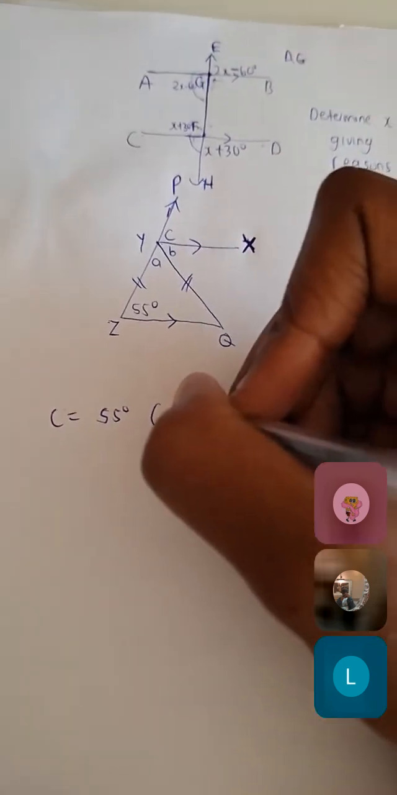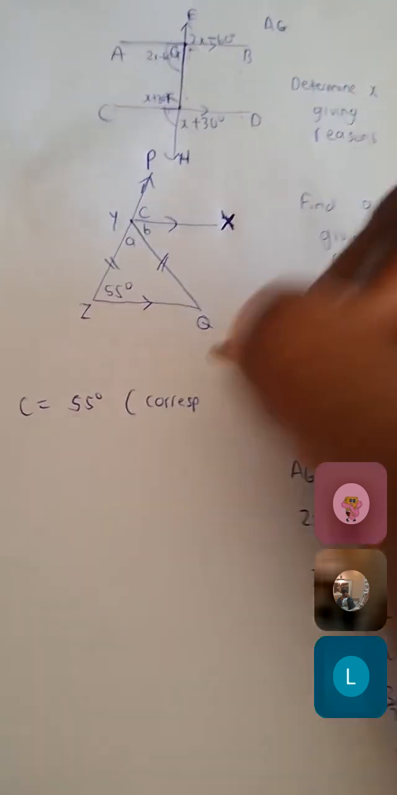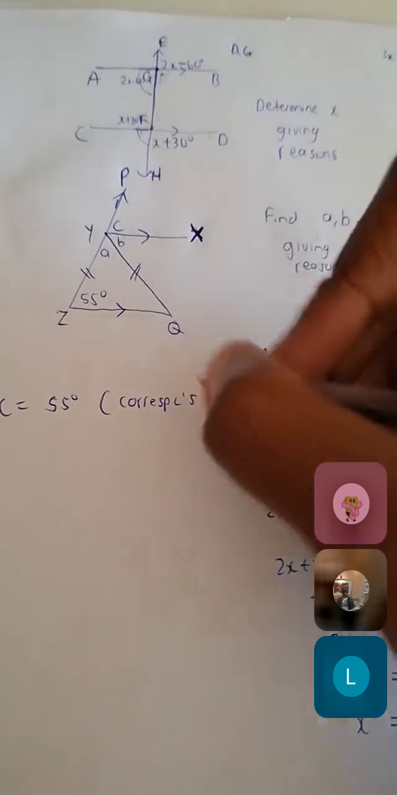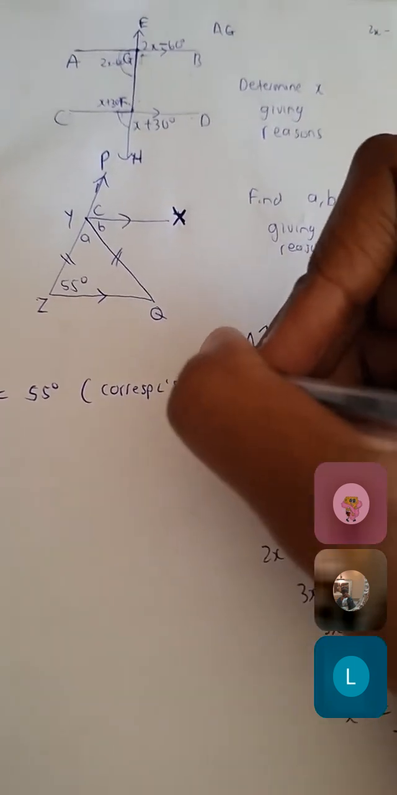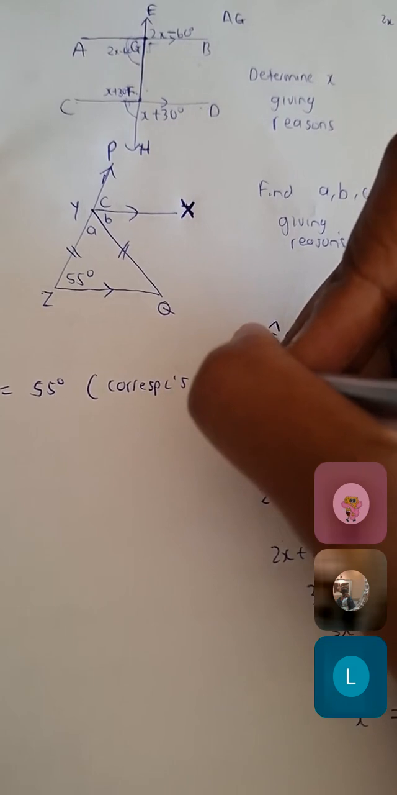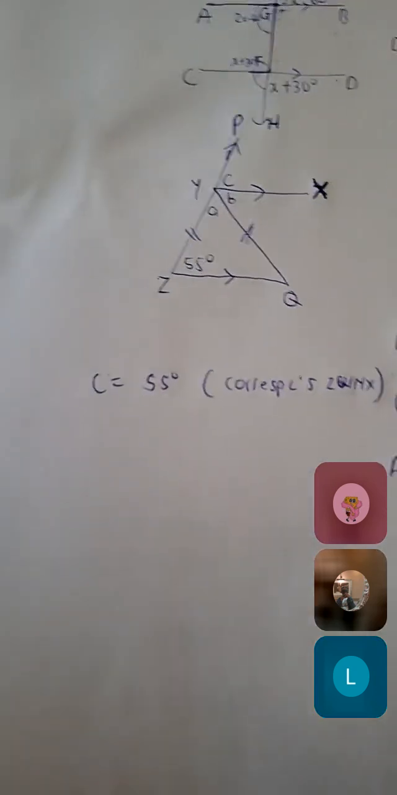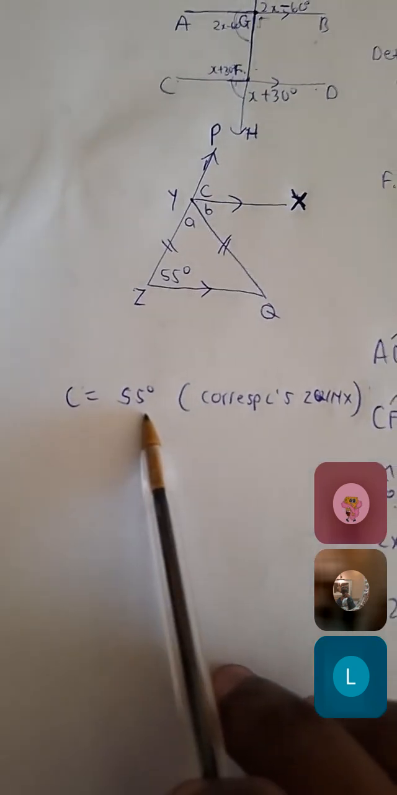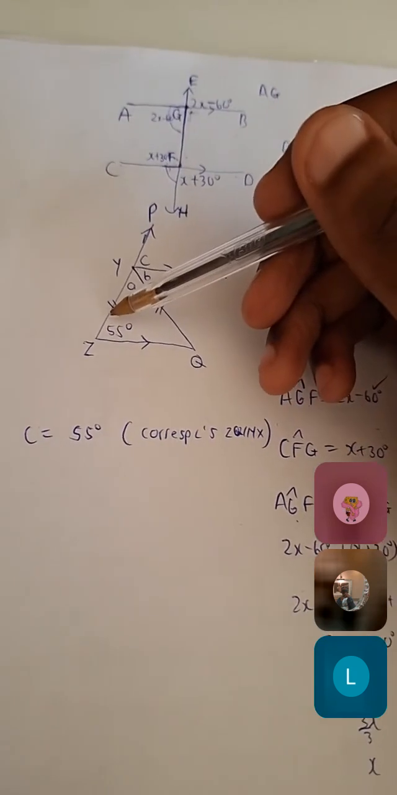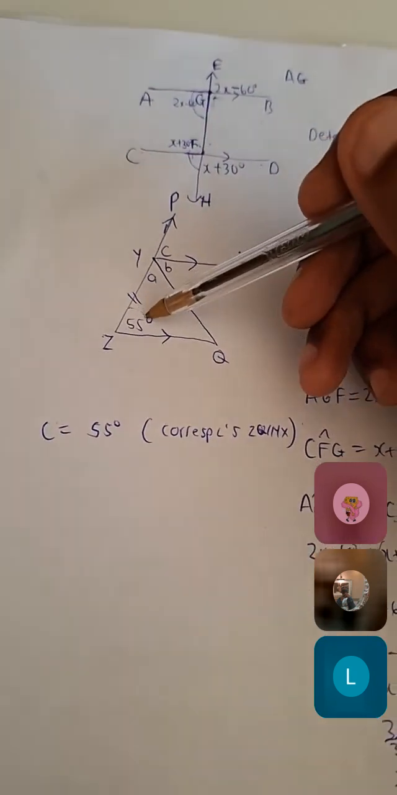Corresponding angles, ZQ is parallel to YX. Sorry, ZQ parallel to YX. Okay, C is equal to 55 degrees, right? Now, if you look at what she said, corresponding angles.